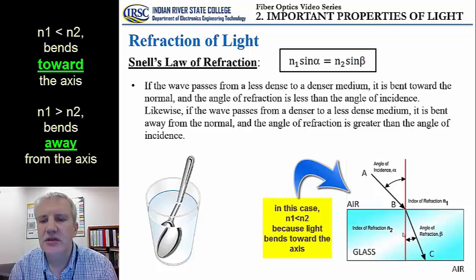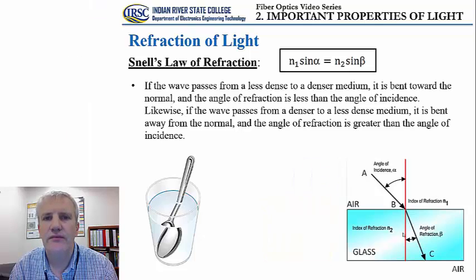These two angles, alpha and beta, also show up in the equation at the top of the slide. So there's a clear correlation between the angles of incidence and refraction and the optical properties of the two media, N1 and N2, that is shown in the equation above.